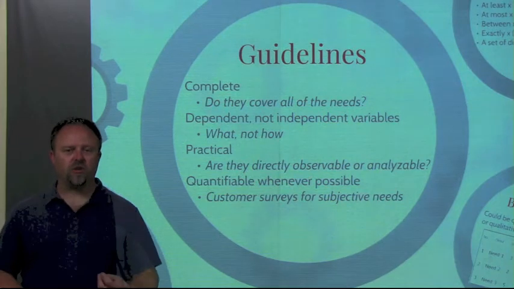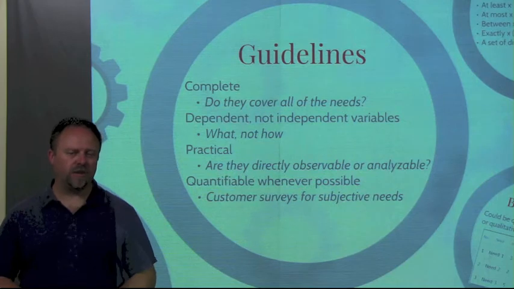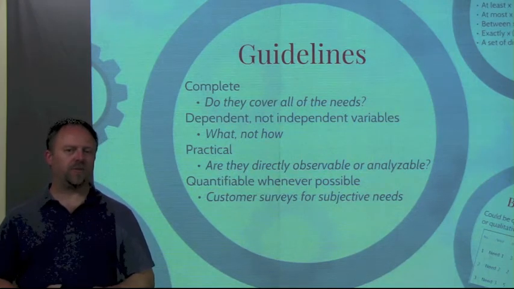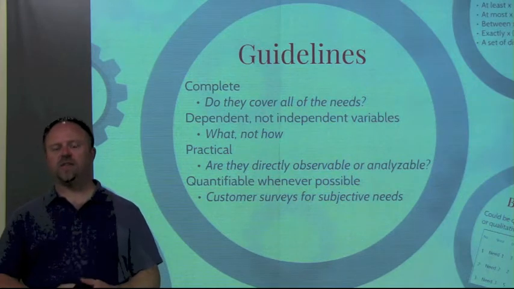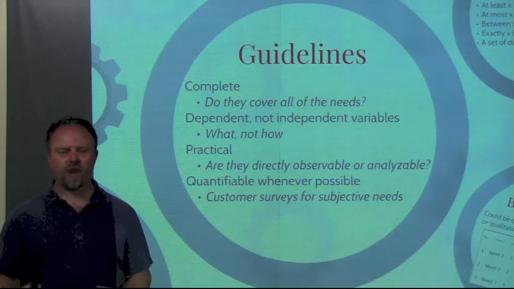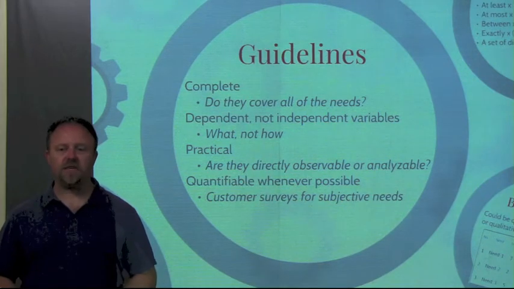And we want to make sure that they're quantifiable if possible. The ones that are a little harder to quantify are the customer opinions on things. So maybe you need to do a bunch of customer surveys and give like a target ranking level for their opinion on the subjective need that might be there.